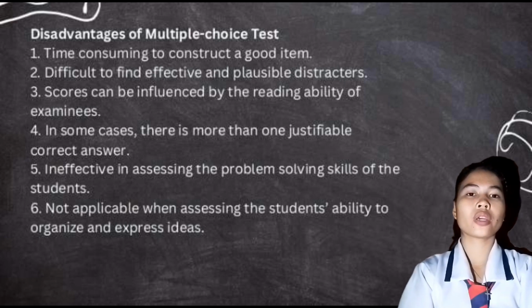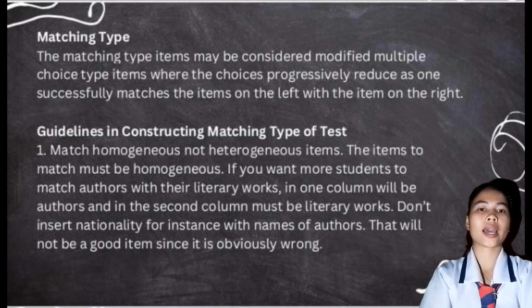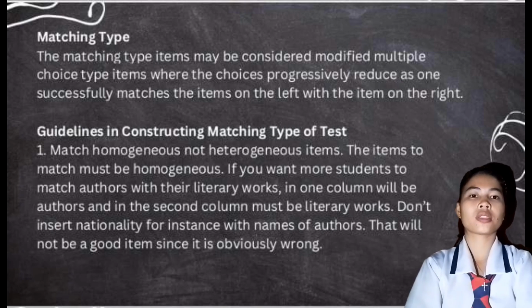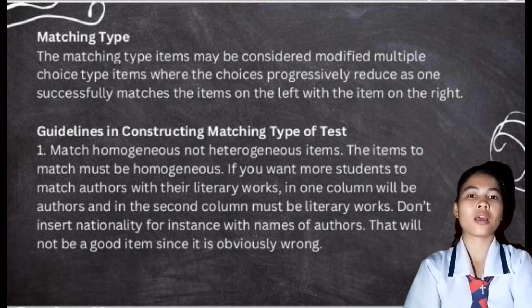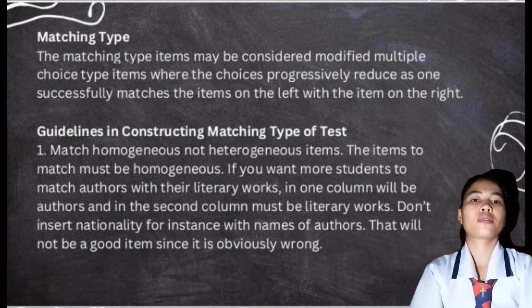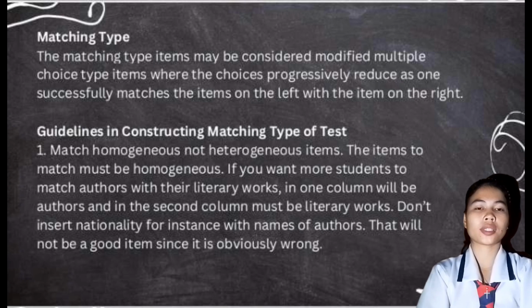So now we are here at matching type. So the matching type items may be considered modified multiple choice type items, where the choices progressively reduce as one successfully matches the items on the left with the item on the right. Now let's proceed to the guidelines in constructing matching type of test. Here are some guidelines to observe in the formulation of good matching type of test.